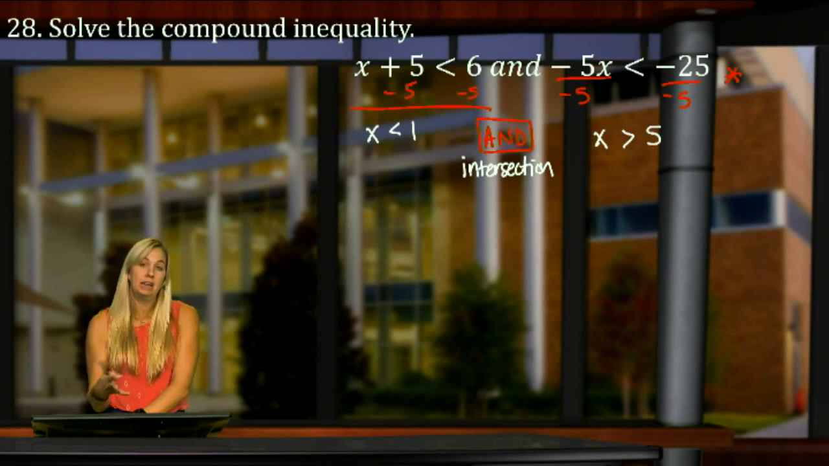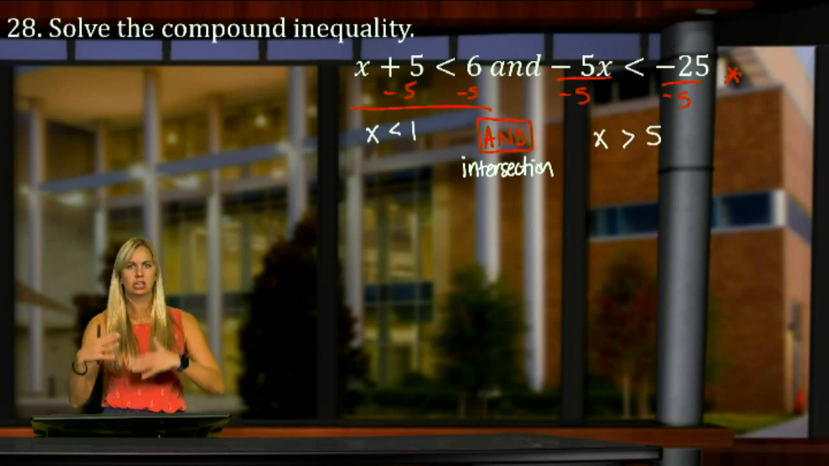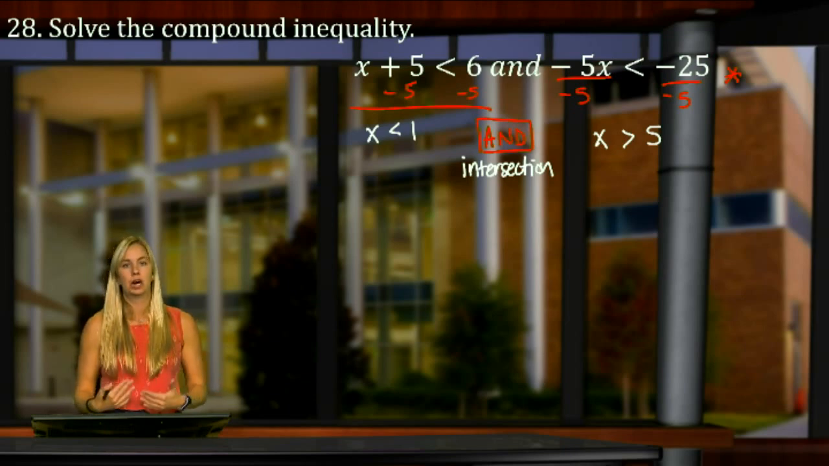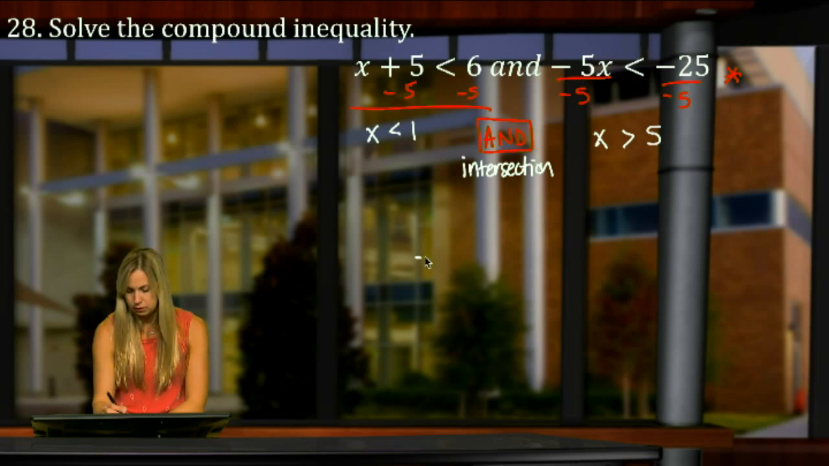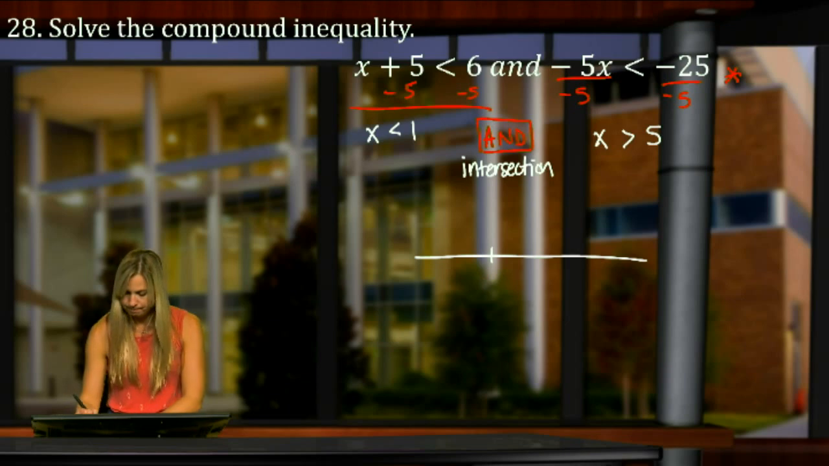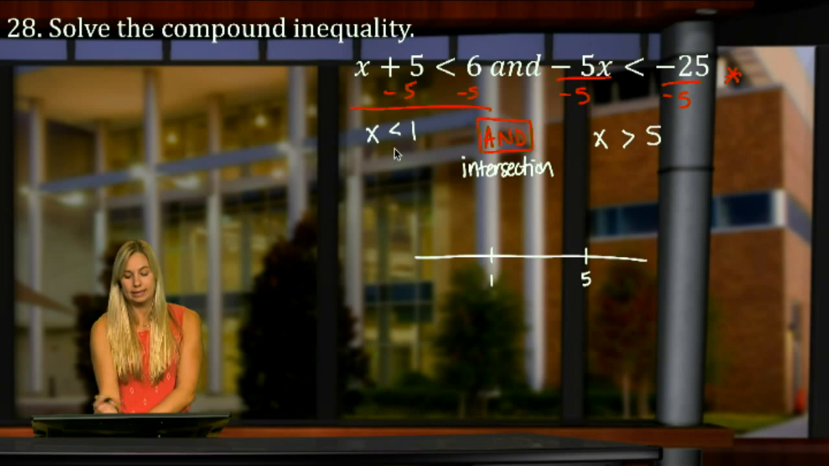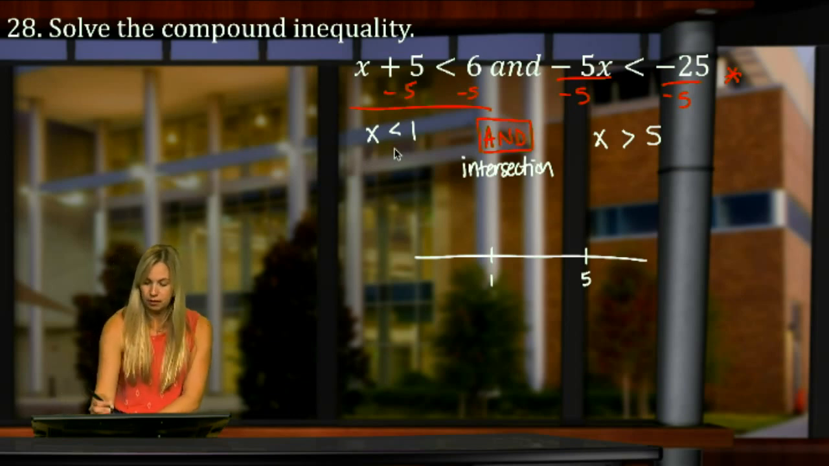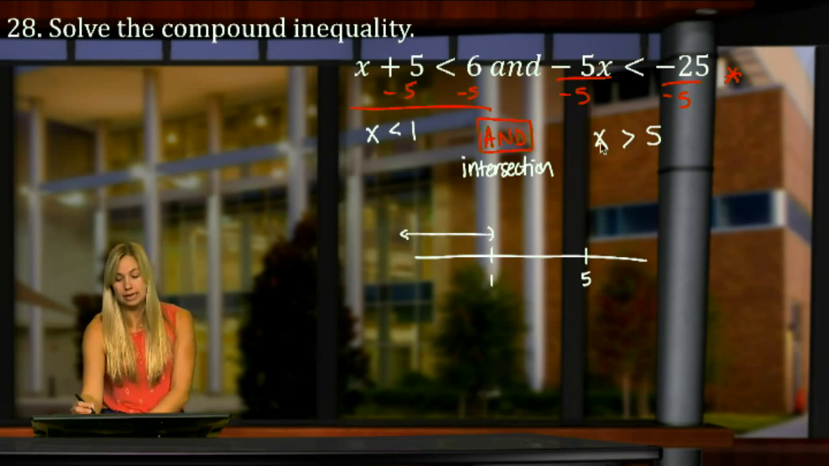Now, in my opinion, the easiest way to find the intersection is to graph these two intervals stacked on top of one another, and what we're looking for is where they overlap. So if I set up a number line, I'm going to mark my two values. That should be the 1 and 5. Now my first interval is x is less than 1. So that's starting at 1 and going to the left. Now my second interval is x is greater than 5. So that's starting at 5 and going to the right.